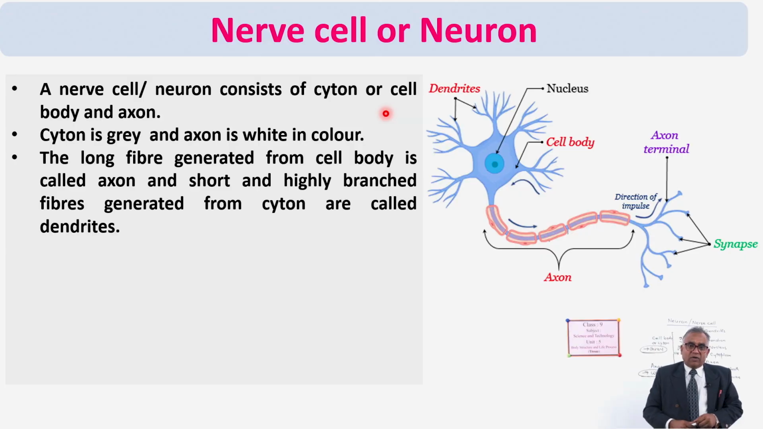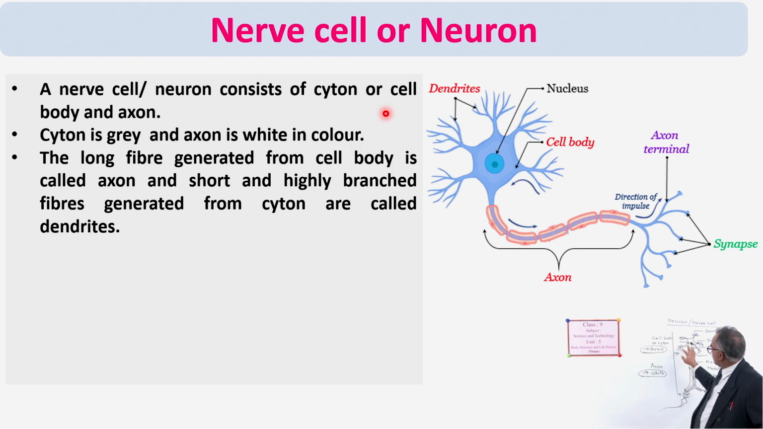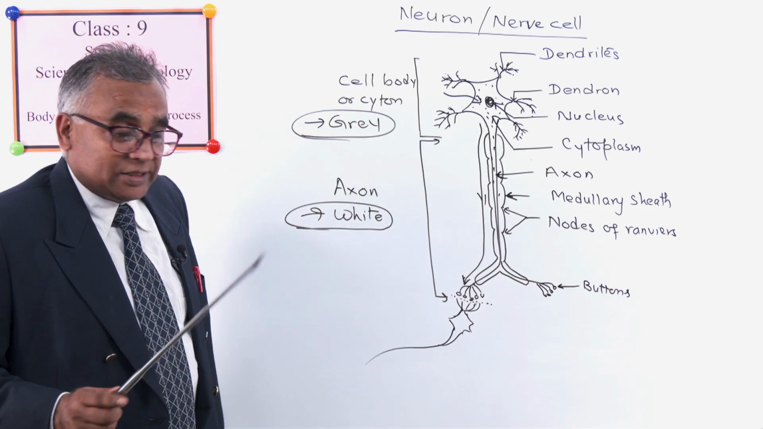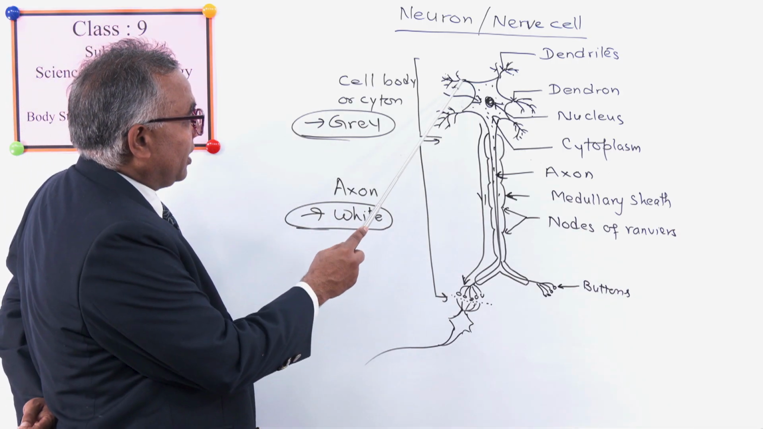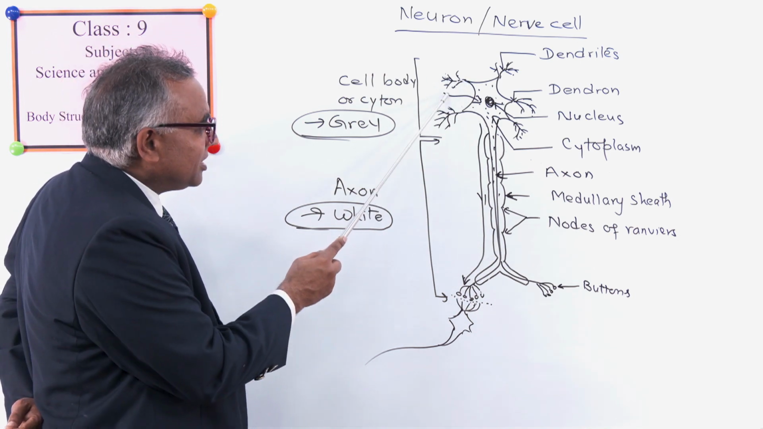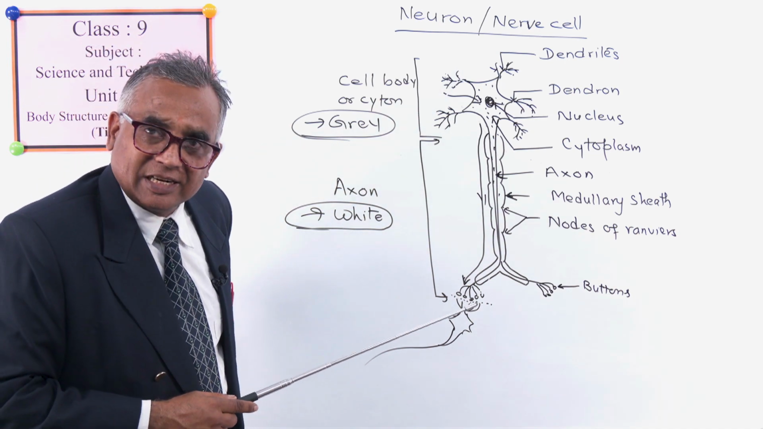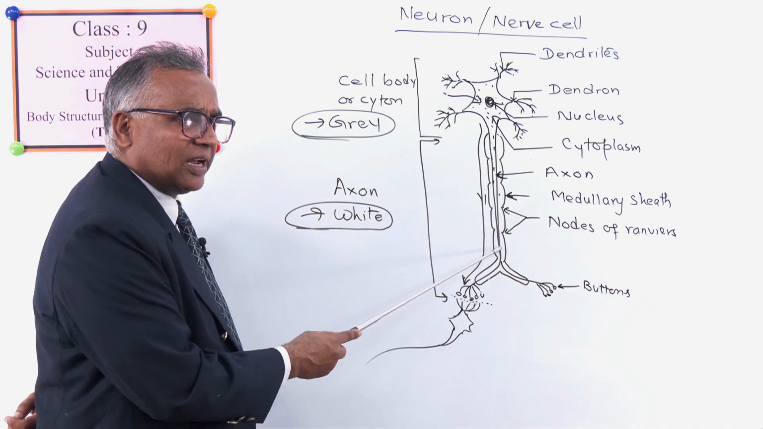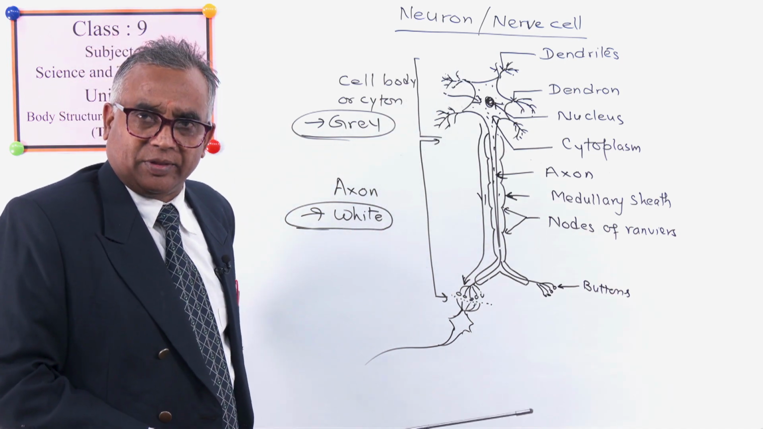Next one is, the long fibers generated from the cell body are called axon, and short and highly branched fibers generated from cyton are called dendrites. So these two branches are of two types. They are what? Dendrons and axon. The branches of dendrons are especially termed as dendrites. So you can say dendrites and axon, doesn't matter. That is not wrong.